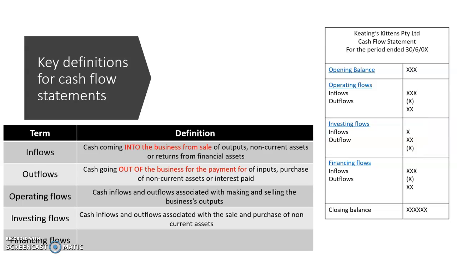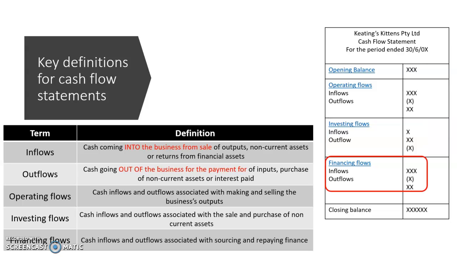We've then got our final type of flow, which are our financing flows. These can be cash inflows or outflows associated with sourcing and repaying finance. So if the business obtains a bank loan or they sell more shares, the funds that they receive will be in a financing inflow. However, if the business pays dividends or has to pay interest on loans, that's going to be a financing outflow.